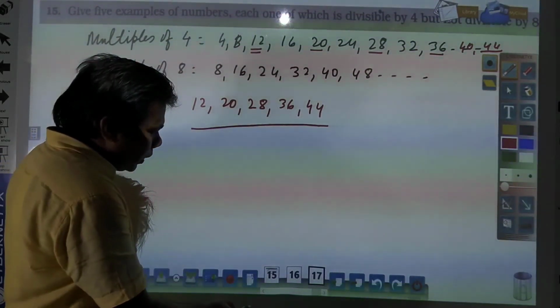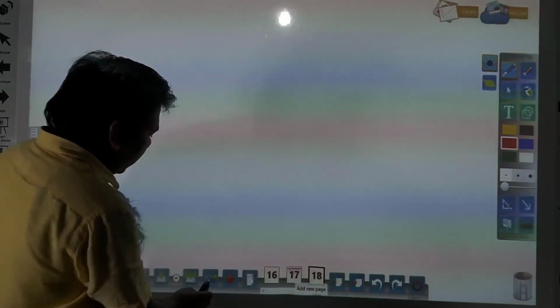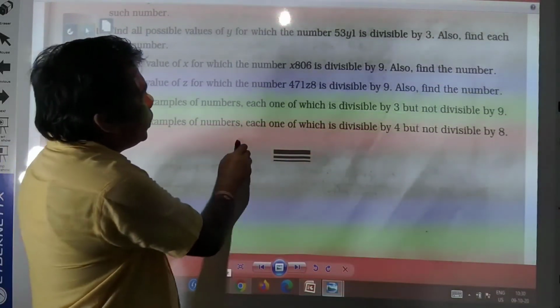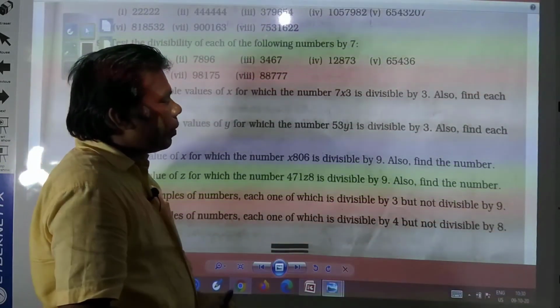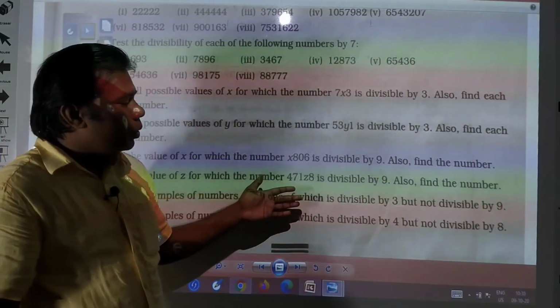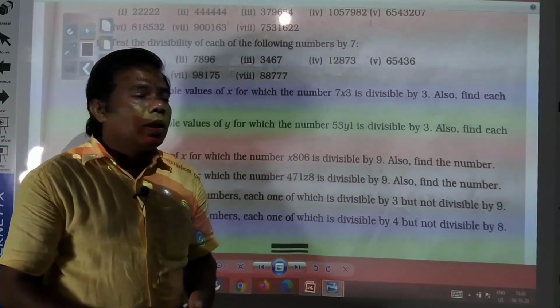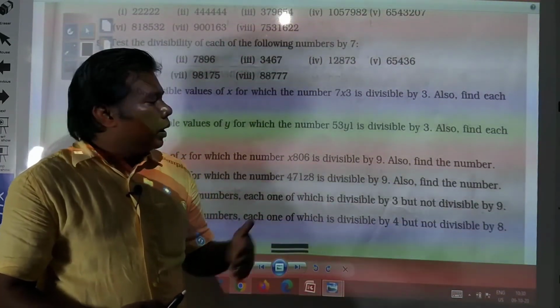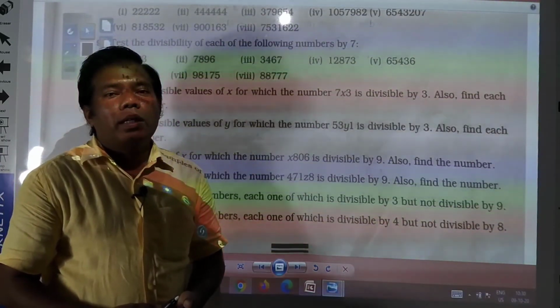So I hope you understood all the questions. I don't think you will have any problems now, because each and every question has been solved. So just go through, try to practice again and again. You should be very confident that you can solve each and every question by yourself, so that in the exam you should be able to score good marks. Next day we will see the next topic. Until then, thank you.